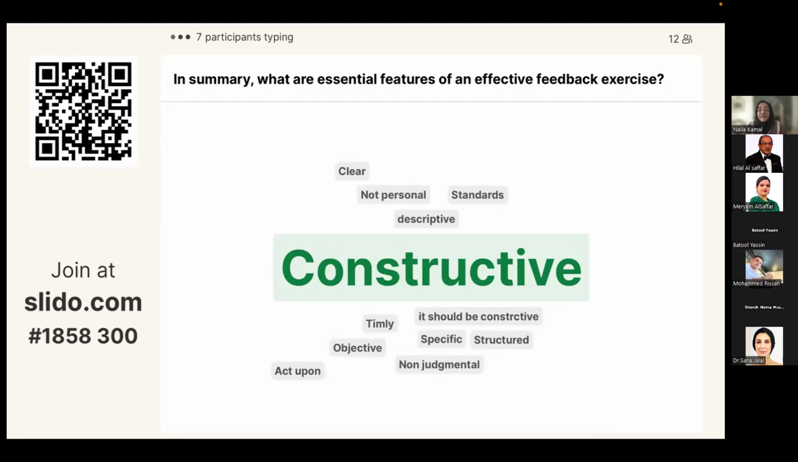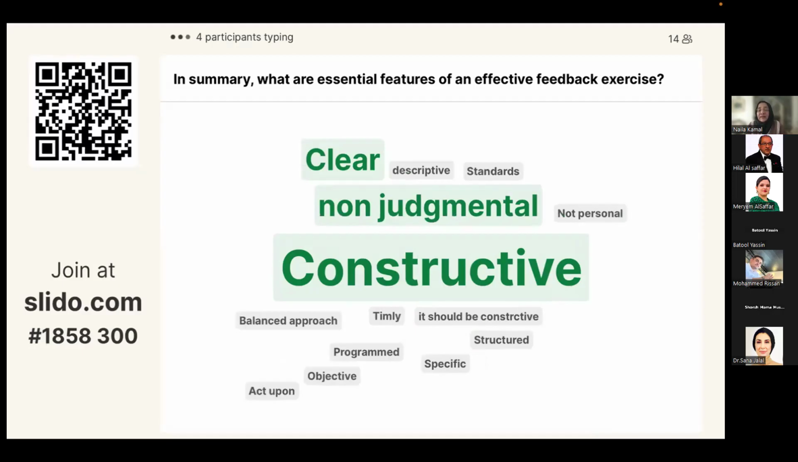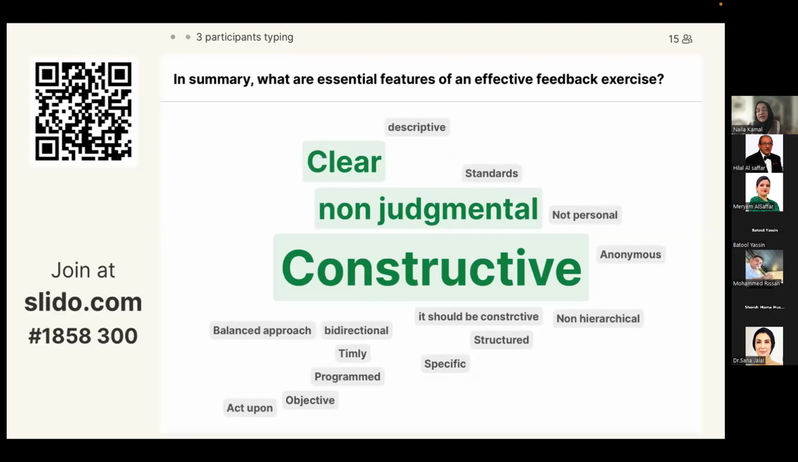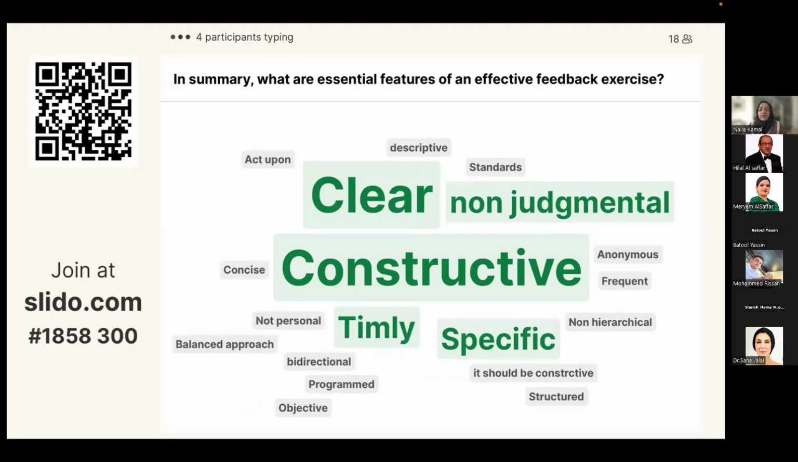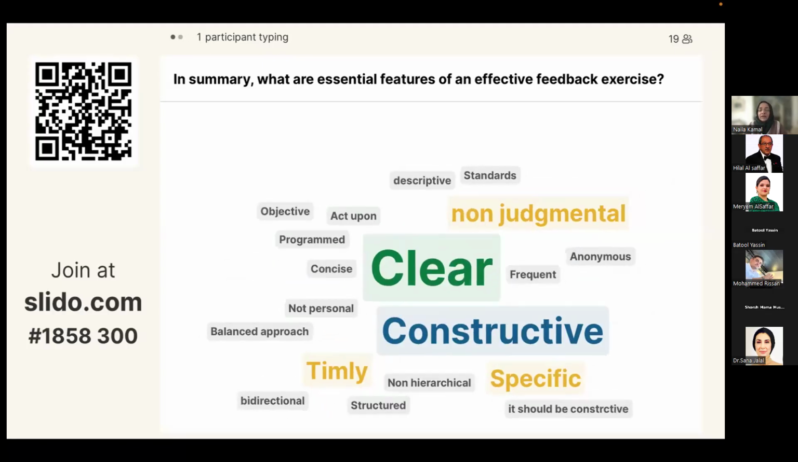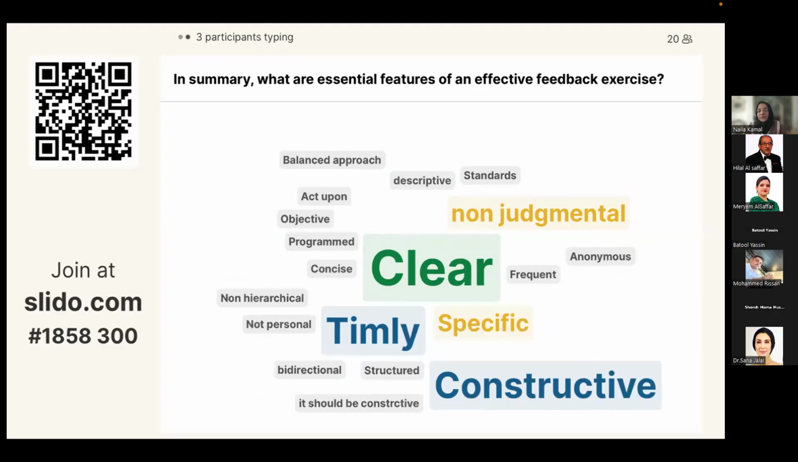Objective, timely, that is very important. Although the E is missing, but timely is very important because let's say someone has done something now and you don't give feedback until 6 months later, that mistake might be happening again and again. So it needs to be timely. Anonymous, I don't know how you can give anonymous feedback. I think in the sense of this particular educational system, it needs to be very much specified who's giving it.